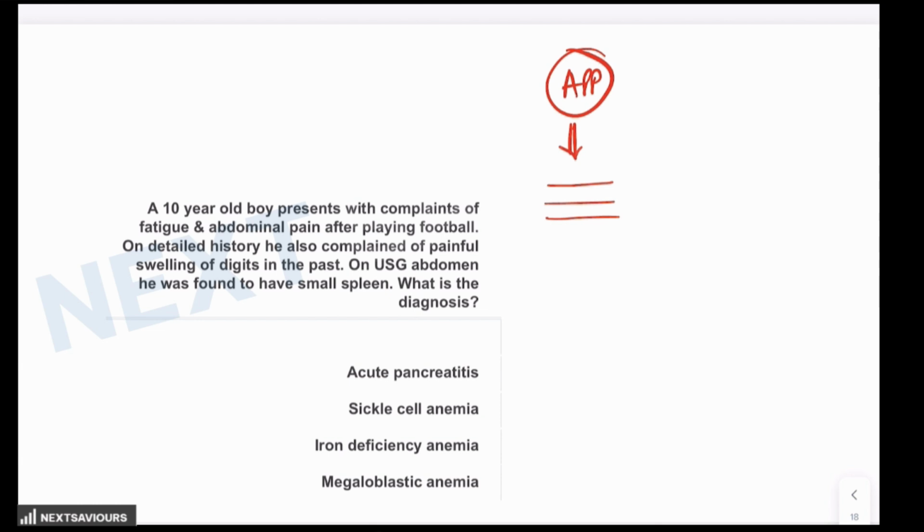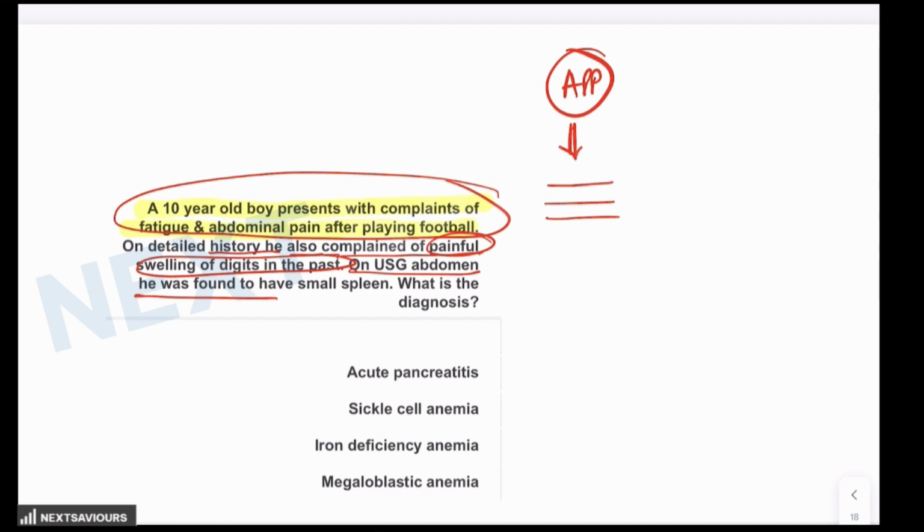So, let's start with the question that a 10-year-old boy presents with the complaint of fatigue and abdominal pain after playing football. Now, it makes no sense, obviously, at this point. But when you see on detailed history, he also has complained of painful swelling of digits in the past. And on USG abdomen, he was found to have a smaller spleen. What is the most likely diagnosis with the four options provided to you in the question?